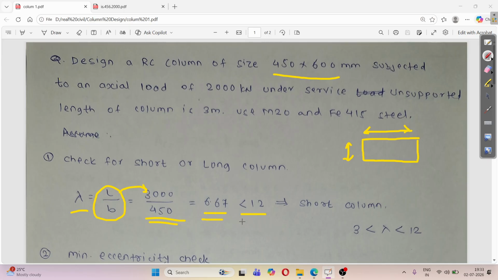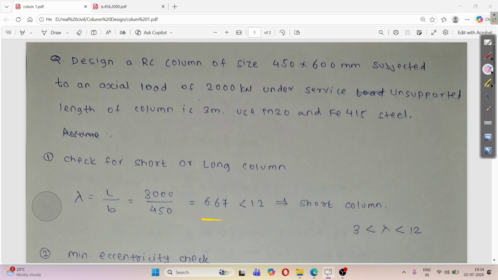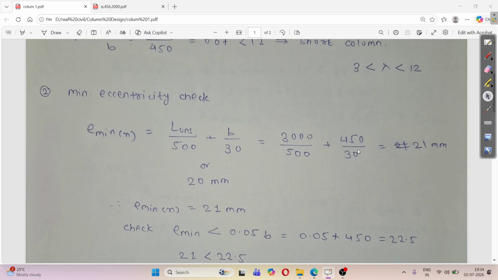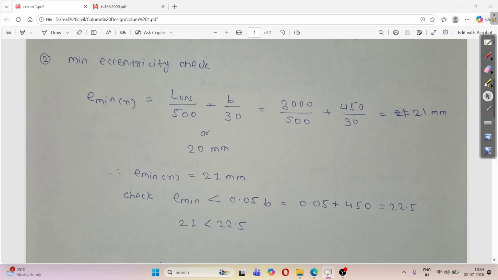That ratio is less than 12. So we can say our column is a short column. For a short column, the condition is that lambda or slenderness ratio should lie between 3 to 12. So this is okay as per the clause. So we have to design it as a short column. Next, very important, we have to check for the minimum eccentricity.